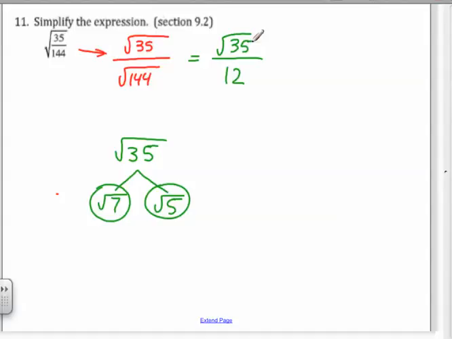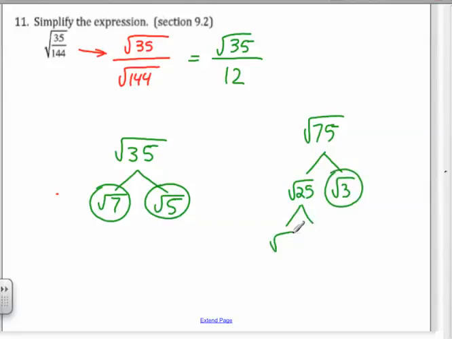Okay? Now, just to refresh your memory, and you can always go back and look at the videos, but just to refresh your memory, we might have something like the square root of 75 to simplify. And if we wanted to simplify this, we'd break it down. We get the square root of 25 times the square root of 3. Now this one's prime, so it's done. But I can break the square root of 25 down into the square root of 5 times the square root of 5. And those are both prime.